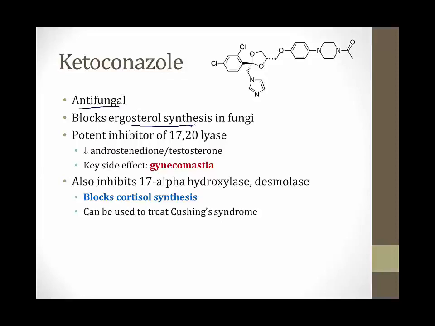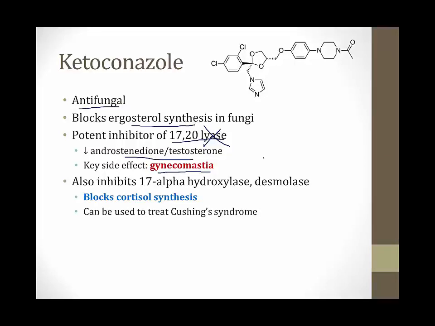In particular, it's a potent inhibitor of the enzyme 17,20 lyase, which is found in the adrenal cortex. It's also found in the testes in males, and this enzyme is necessary for synthesizing androstenedione and testosterone, which are androgens. So when you inhibit this enzyme with ketoconazole, you get less production of these androgens, and in males this can lead to gynecomastia, because anytime in males you have less androgen effects, you will have relatively more estrogen effects because there's always some estrogen found in males, and this can lead to stimulation of breast tissue and gynecomastia.